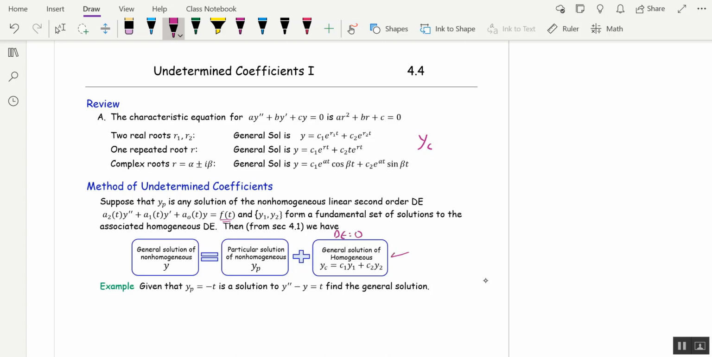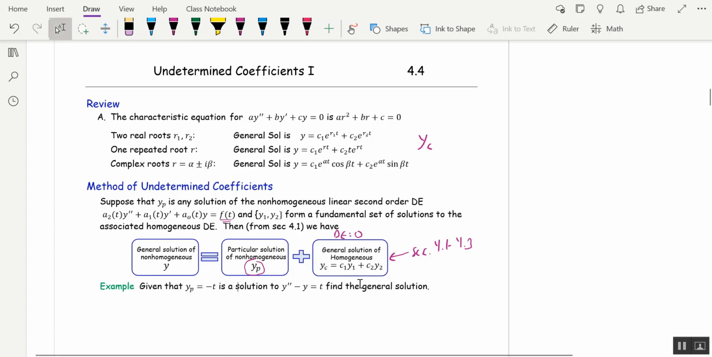Finding yc, that's what we've been doing so far. We've only been doing homogeneous, so we haven't been calling it YC, we've just been calling it Y. Today we're going to start calling it YC, and in order to find Y, we're going to add YP to YC. We haven't talked yet about how to find YP. That's what we're going to do today. So this is today, finding YP.